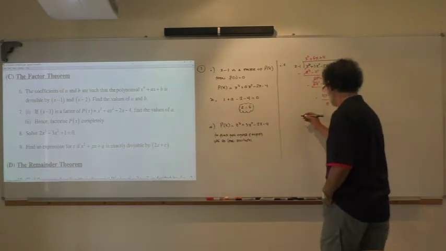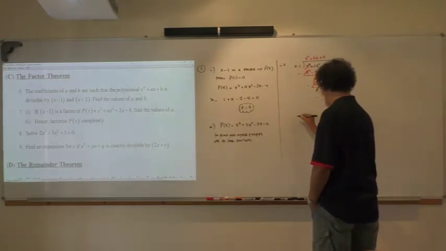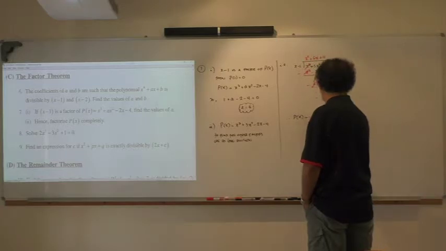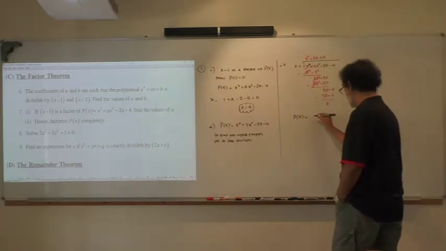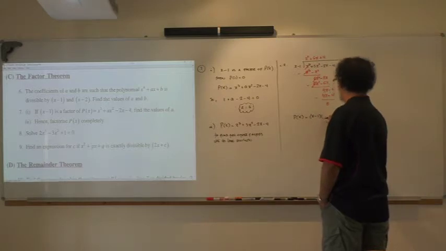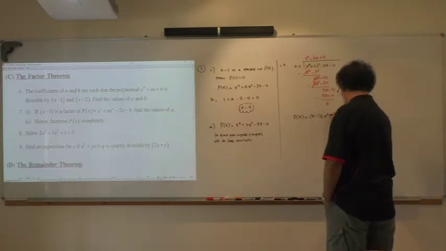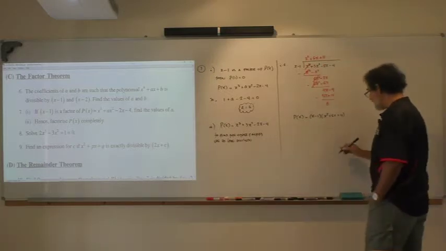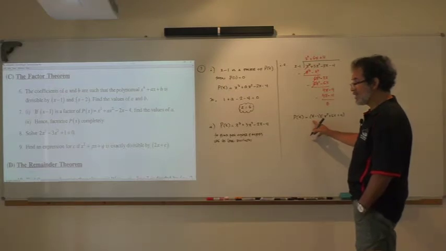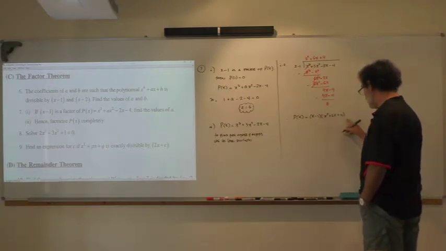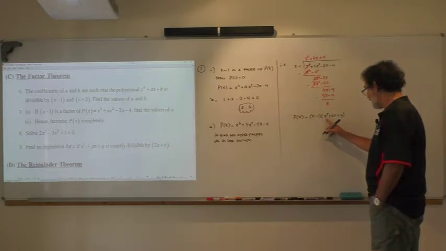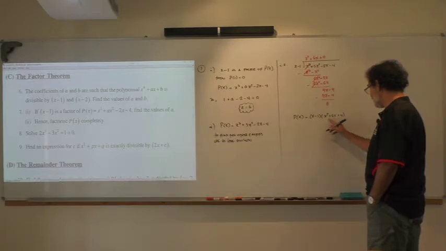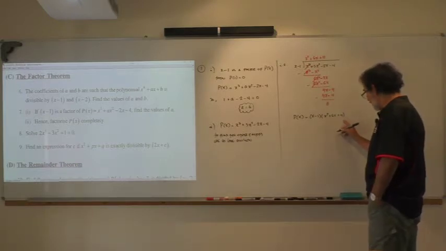Okay, so therefore my polynomial now can be written like x minus 1 multiplied by the quotient, which is x squared plus 6x plus 4, and the question says factorize completely, and I think that's all we can do. Okay, because we cannot factor this one with integers.